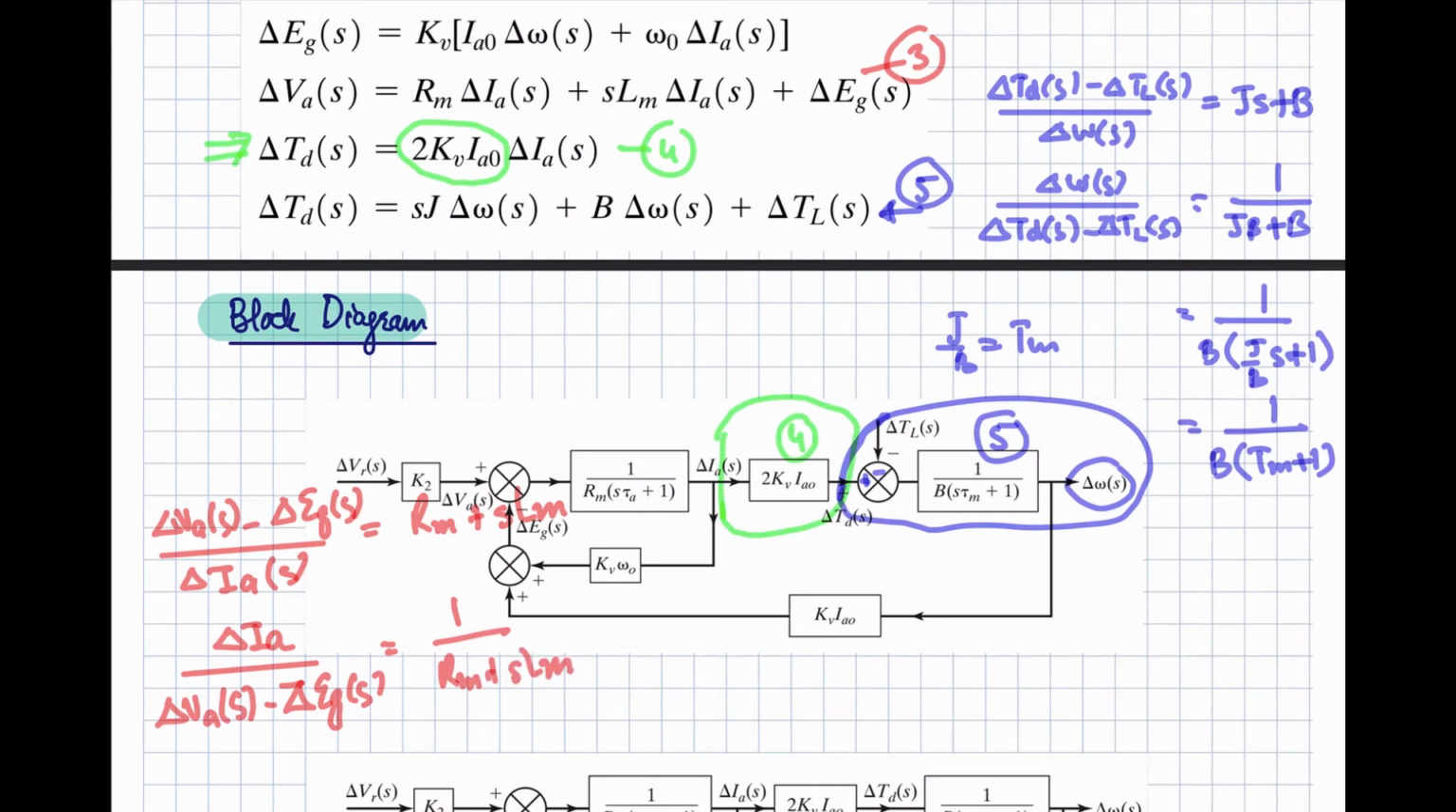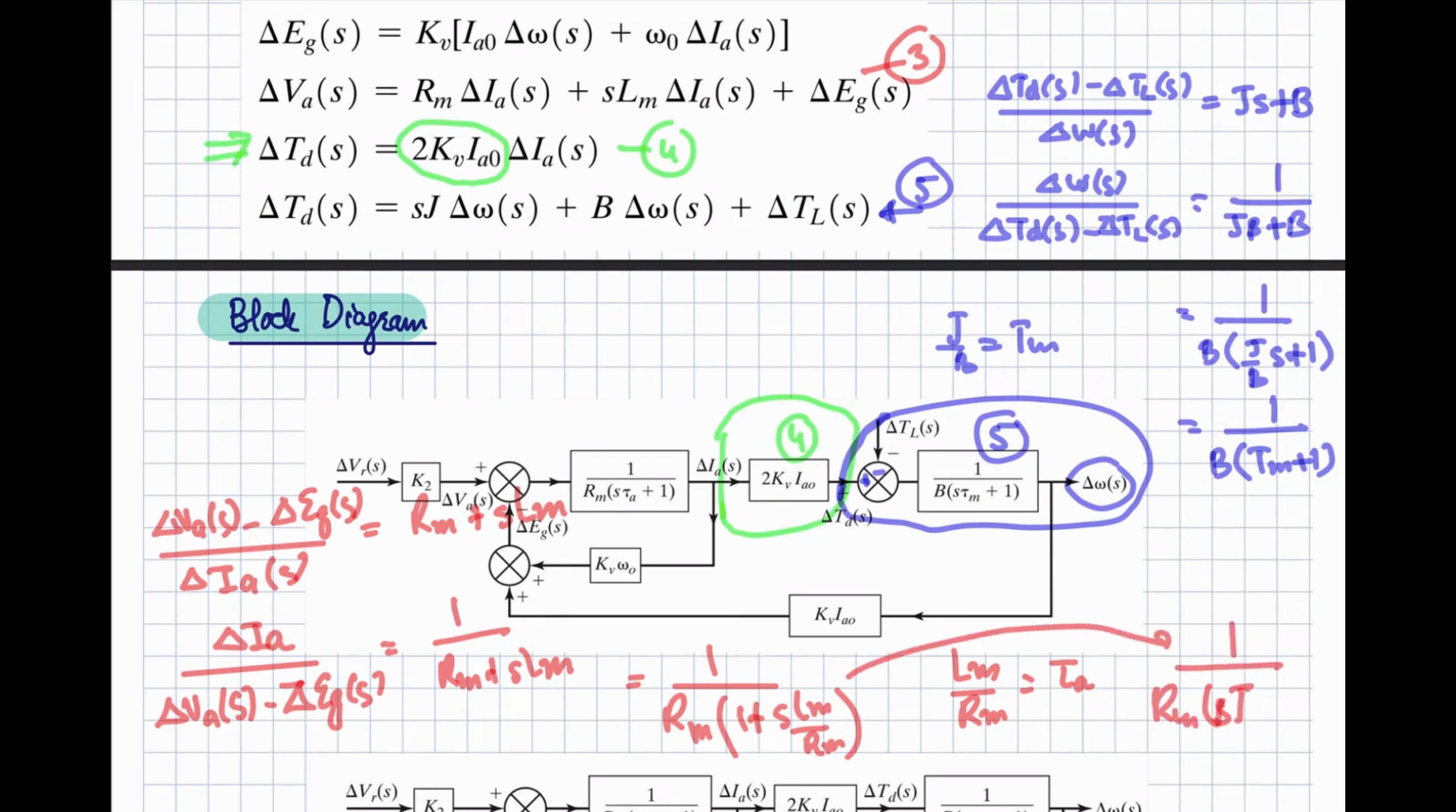And if I take Rm common in this one, I can write it as 1 by Rm times (1 plus S Lm over Rm). So Lm over Rm is the time constant of your armature circuit. So I can represent this equation as 1 over Rm into (S Ta plus 1), where Ta is the time constant of your armature. So this part, as you can see, is coming from equation 3, right?